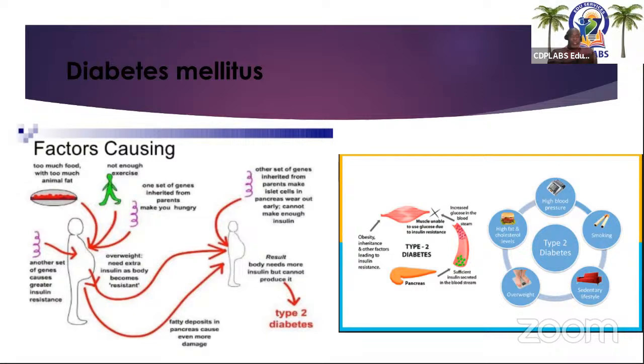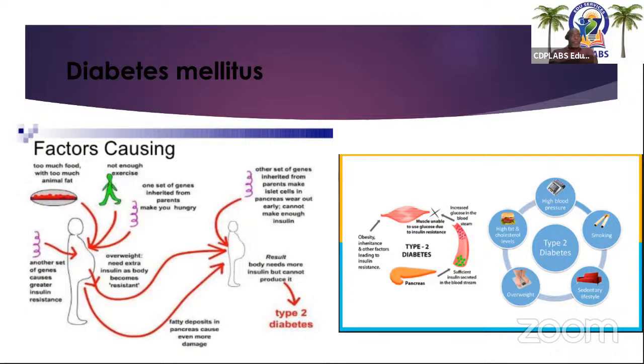So you have the gene. As part of, I think, one of our videos, she mentioned genetics. So another set of genes cause greater insulin resistance. One set of genes inherited from parents makes you hungry and overweight, needing extra insulin as the body becomes resistant. Now, another set of genes inherited from parents makes insulin cells in the pancreas wear out early and unable to make enough insulin. So genetics is being listed here as a cause, and as a result the body needs more insulin but cannot produce it.